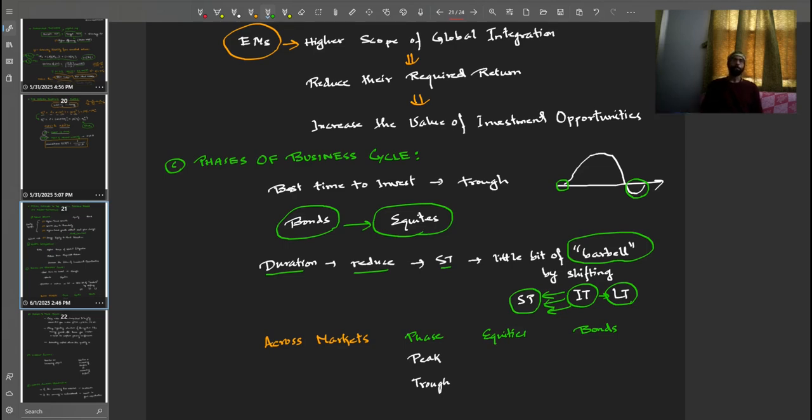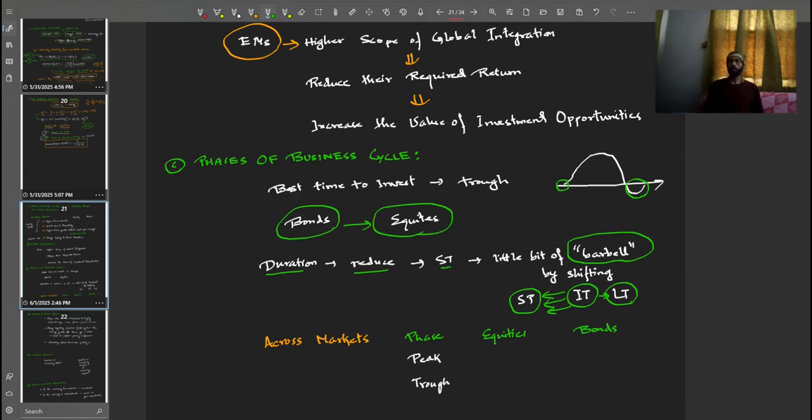Now, these kind of business cycles actually happen in different phases in different markets across the globe, right? One country may be having a peak, the other country may be having the trough, right? The other country which has already had a crash may be experiencing the trough, and some other country may be lagging on the market correction and they may be experiencing the peak. Just an example I am giving here.